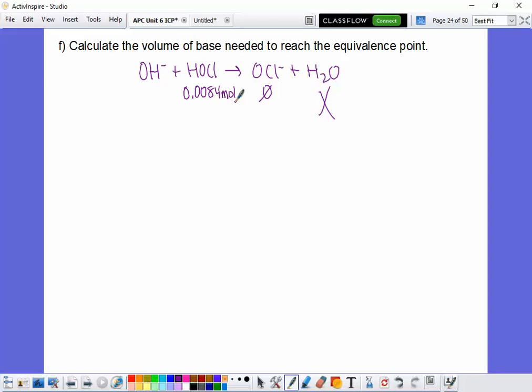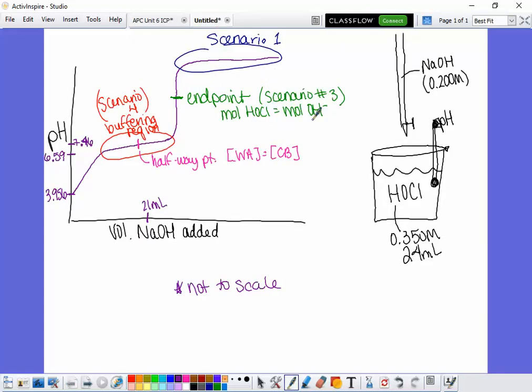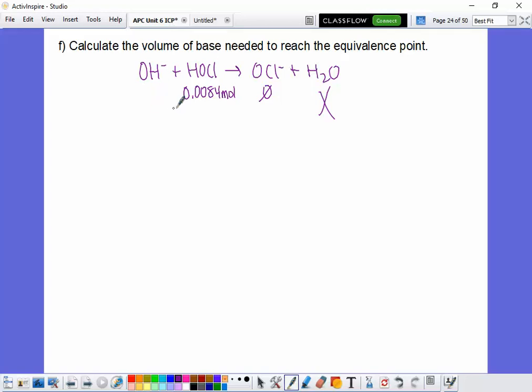The exact same as the HOCl. Because remember, at the equivalence point, moles of HOCl equals moles of OH minus. The moles of the acid equal moles of the base. So therefore, this has to be the same. So since that's the same, we know the concentration of the hydroxide. We know the moles of the hydroxide. We can find the volume. Okay? And that should be 42 milliliters. But you can check it just to make sure.